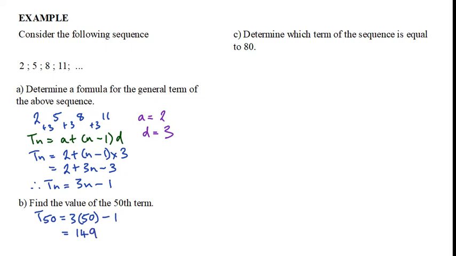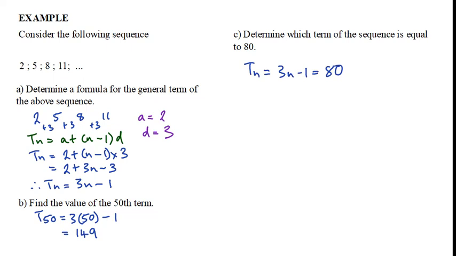Now if we need to find out which term of this sequence is going to give us 80, what we're going to do is take the general term that we just found, 3n minus 1, and make it equal to 80. So this is an equation that you now have to solve.